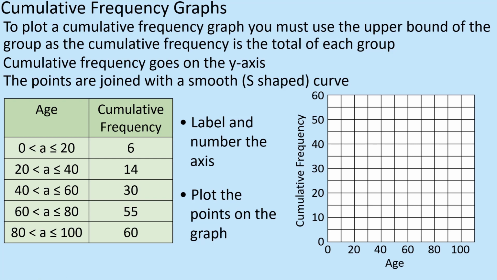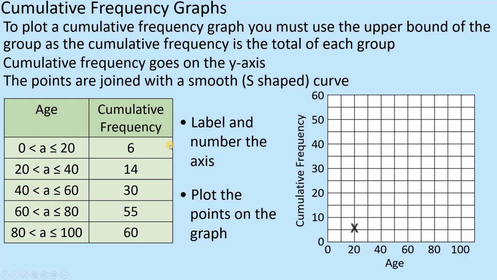Well, think about what we're talking about. We're talking about basically up to 20, there are 6. Up to 40, there are 14. So it's the top end we're looking at. And up to 100, that's where we got to 60. So it's always the top end, all right, the upper bound. And that's what this bit here is talking about, the upper bound of the group, all right.